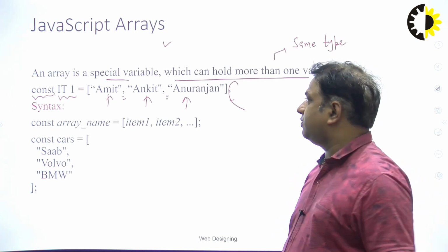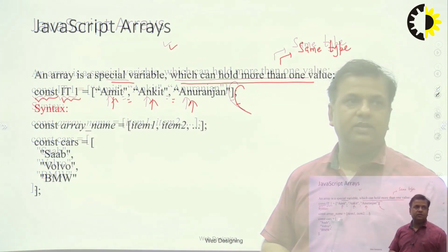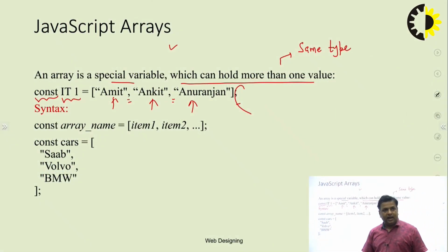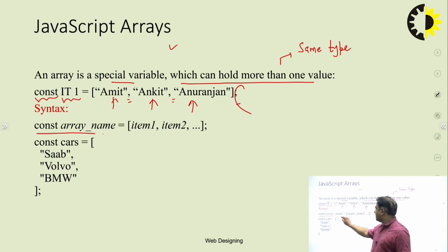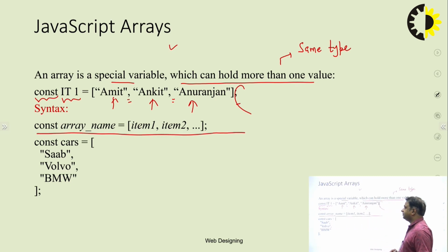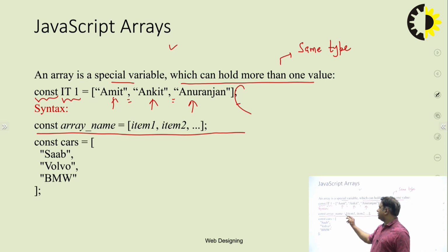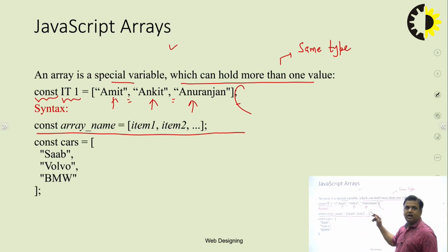So this is a single line of code that contains the name of the array, type of the array, elements of the array, and how they are separated from each other. So in general we can say this is the syntax to define an array: const, then array name equals to item1, item2, item3 and so on. So this is the first way of writing an array.